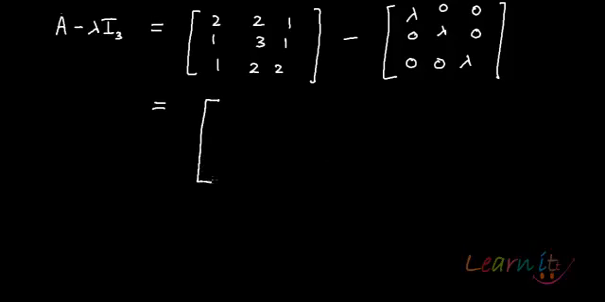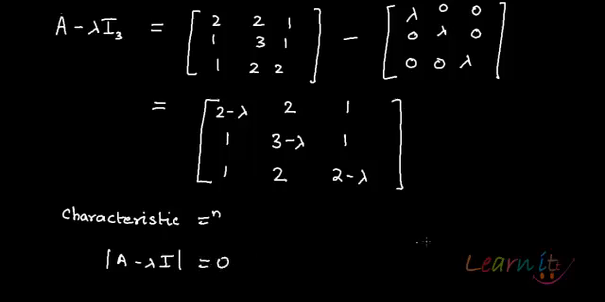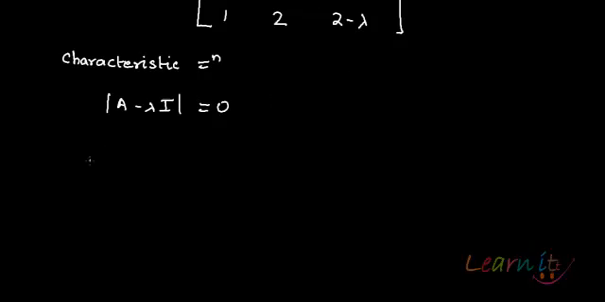On the diagonal, I have a minus lambda with all the elements. So 2 minus lambda in the diagonal, 3 minus lambda in the diagonal, and 2 minus lambda again. And the rest of the elements will remain the same. Okay, so it will be something of this sort. Now the characteristic equation which we have to use will be the determinant of A minus lambda I equals 0, right? So the determinant of this matrix has to be 0.